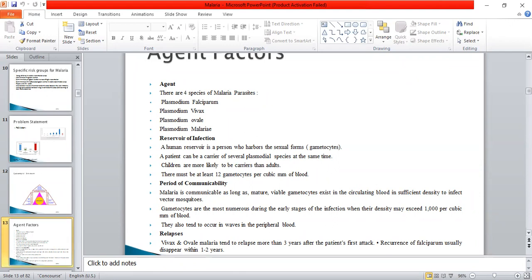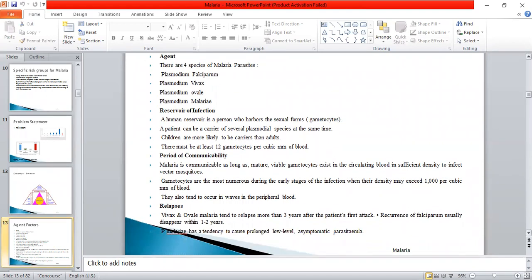Malarial infection may relapse, and the most common is P. vivax, and malariae tends to relapse more than 3 years after the patient's first attack. Recurrence of falciparum usually disappears within 1 to 2 years. Plasmodium malariae has a tendency to cause prolonged low-level asymptomatic parasitemia in the blood.